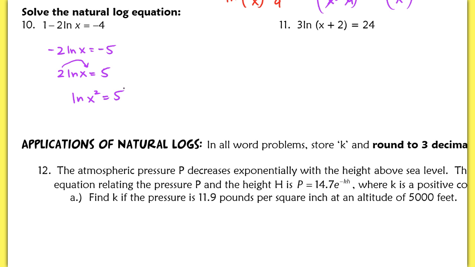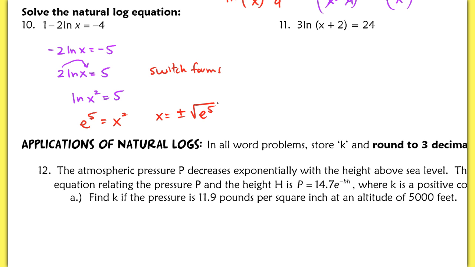Okay, now I'm stuck, right? So whenever you're stuck, remember our strategy is always to switch forms. So now I'm going to write an exponential. Because I have a log equation, I'm going to write an exponential equation now. Remember, your base here is e. So I have e raised to the 5th power equals x squared. If I want to get x by itself here, I will square root both sides. So I have x equaling positive or negative square root of e to the 5th power.